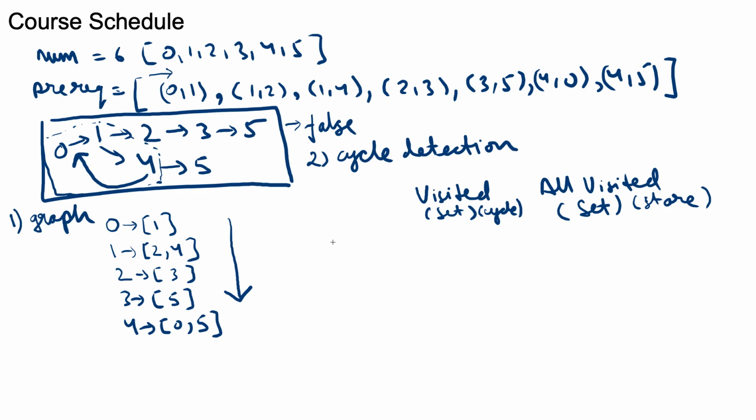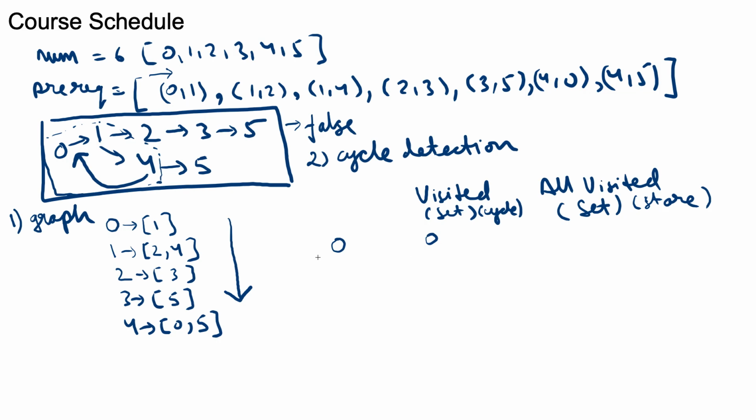So let's start with 0. So first we enter 0 in visited. Before entering anything into the visited set, you have to check whether it is already there. If it is not already there, we enter it. If it is already there, then that means the path which we are following, from 0 to 1, or from 1 to 4, or 1 to 2, whatever path we are following, there is a cycle in that. So visited helps us to determine whether there is a cycle, and all visited helps us to store those course IDs which do not have any problems in terms of cyclic dependency. So 0 is fine to put here.